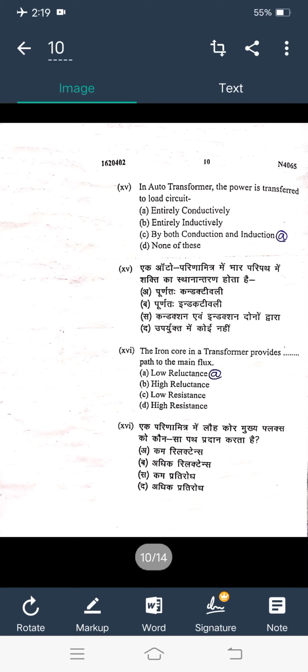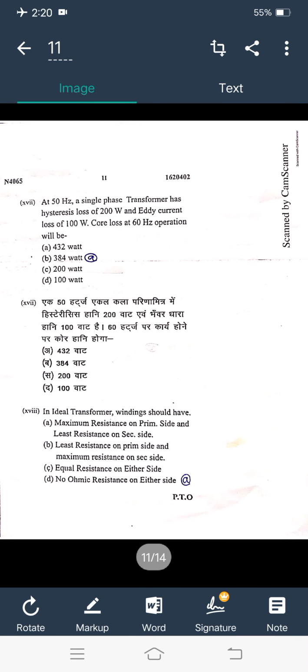Another question, 16. The iron core in a transformer provides a low reluctance path to the main flux. Here the right answer will be option A.